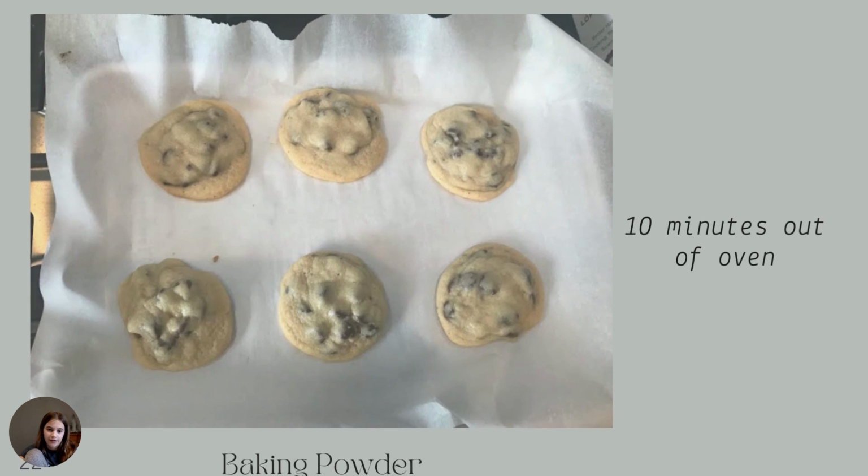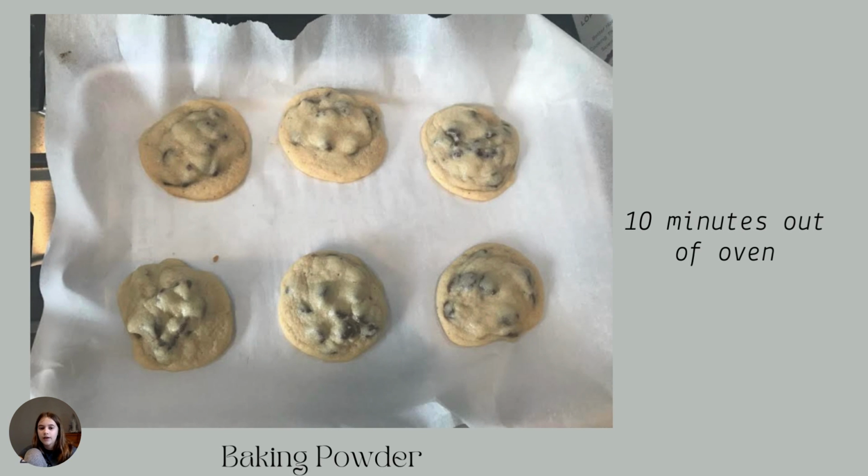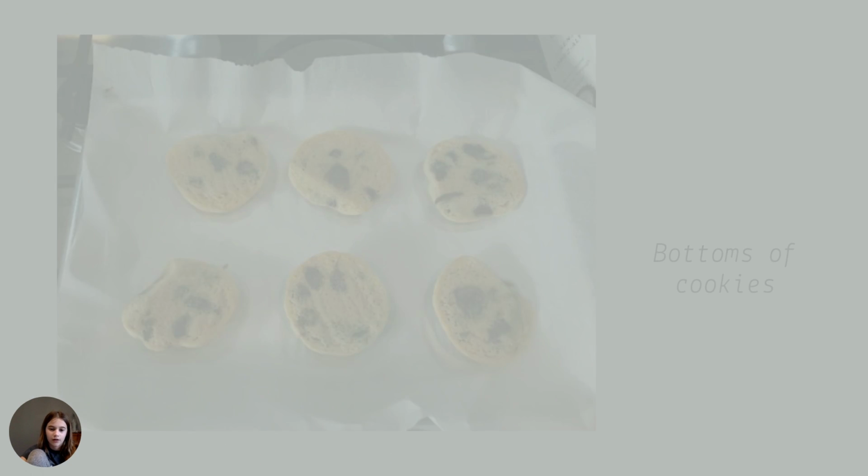And this is at 10 minutes out of the oven, so they're at their final height. They do have a really nice height there. It's not quite as puffy as when they first came out, but it looks really nice. You can see the edges have browned a little bit more. They're a little bit more baked looking.